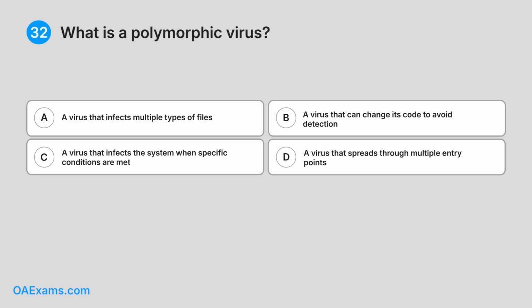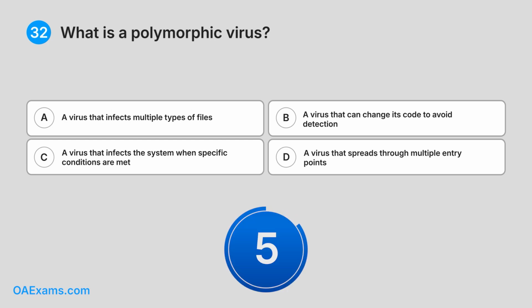32. What is a polymorphic virus? A. A virus that infects multiple types of files. B. A virus that can change its code to avoid detection. C. A virus that infects the system when specific conditions are met. D. A virus that spreads through multiple entry points. Do you know the answer?